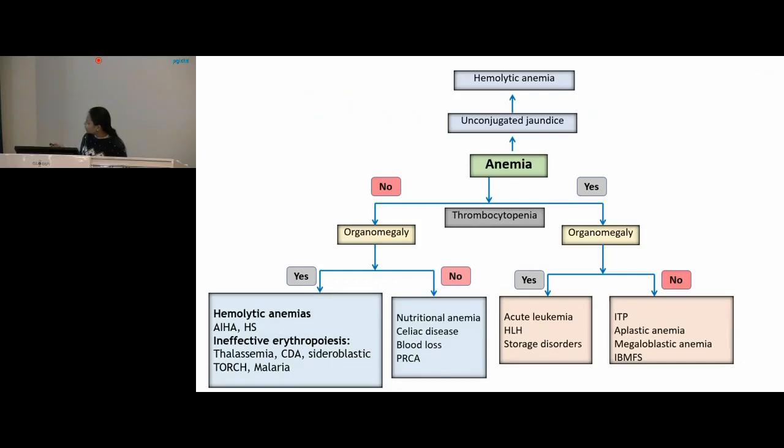So if we move on, if the child is having plain anemia and there is no other cell line involvement, then based on the presence of organomegaly, we can classify them into two categories. If we have organomegaly, it will again be your hemolytic anemias, which can be immune and non-immune causes. Non-immune would be membranopathies, enzymopathies, and hemoglobinopathies. And then we can have ineffective erythropoietic disorders like thalassemia, congenital dyserythropoietic anemia, or sideroblastic anemia. So that would be the category which presents with plain anemia and organomegaly.